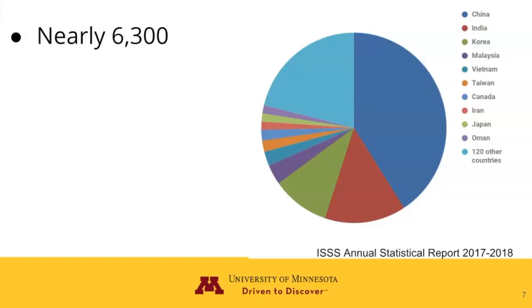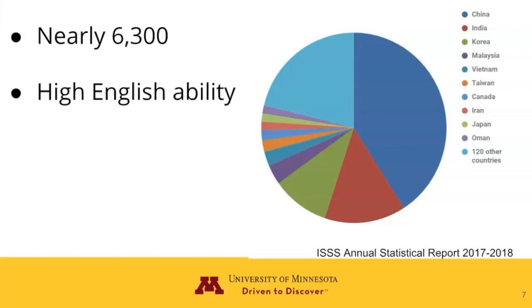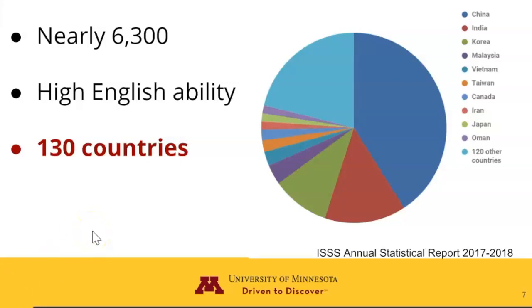All students must either have a native English ability or get a high score on a rigorous test to prove their English ability, even before they are accepted as students here. In total, there are 130 countries represented in the U's student body. Our international students bring a wealth of diversity and experiences to the U of M campus and to Minnesota.